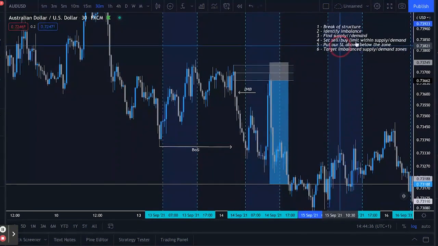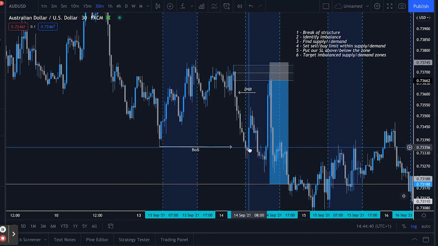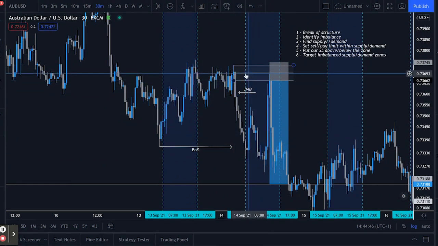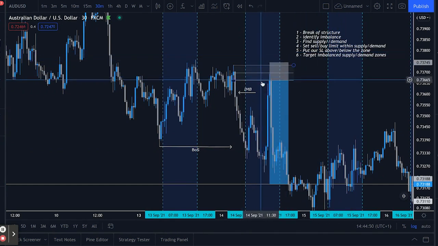And we can see that this trade follows all of the rules that we marked out. First of all, we had a break of structure. Second of all, we found this imbalance after the break of structure. Third, we found and refined a supply zone at the top of the imbalance. Fourth, we set our sell limit on the supply zone.